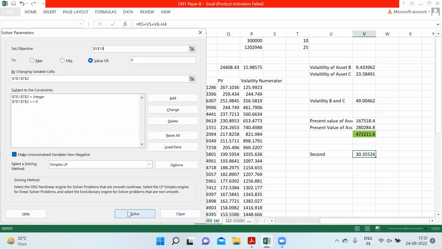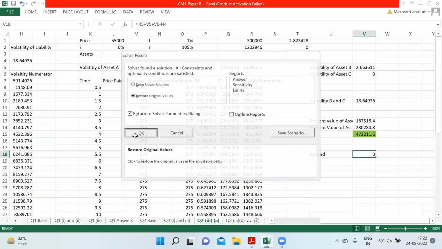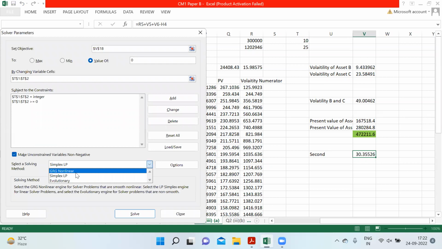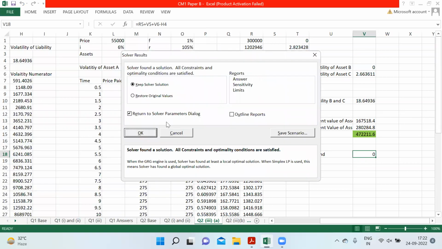And we have made all unconstrained variables non-negative. So Solver found a solution, 2.82. Or if I go to restore and return to the original values, and then make it GRG Nonlinear and solve, this is the answer we get.